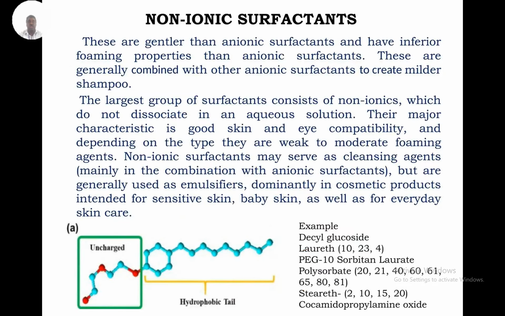First one is non-ionic surfactants. They are gentler than anionic surfactants and have inferior foaming property. So in the class of surfactants, non-ionic surfactants are very gentle compared to anionic surfactants, but have much less foaming property. They are generally combined with other anionic surfactants to create milder shampoo. So non-ionic surfactants are mainly used to create milder shampoo.